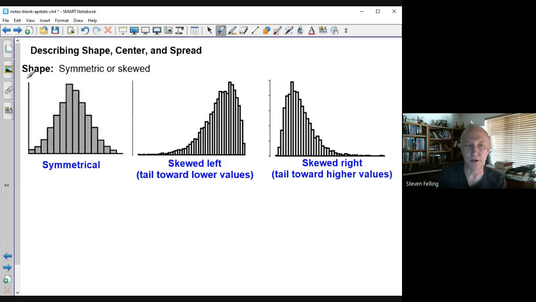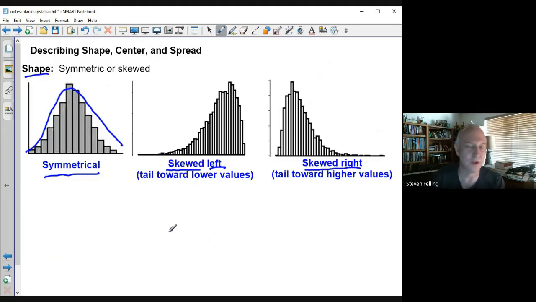So shape just is going to be a word that we use to describe the general appearance of the histogram. So if the appearance is roughly symmetrical, meaning that there's a bulge in the middle and then it falls off on the two sides, it doesn't have to be perfect, but if it's roughly kind of balanced like that, then we can call it symmetrical, okay? On the other hand, if there's more information kind of pulled out towards lower values like this, then that is called skewed left. There's a tail that's towards lower values. And on the other hand, if the data is kind of tapering off, but there's a tail towards the higher values, that's called skewed right.